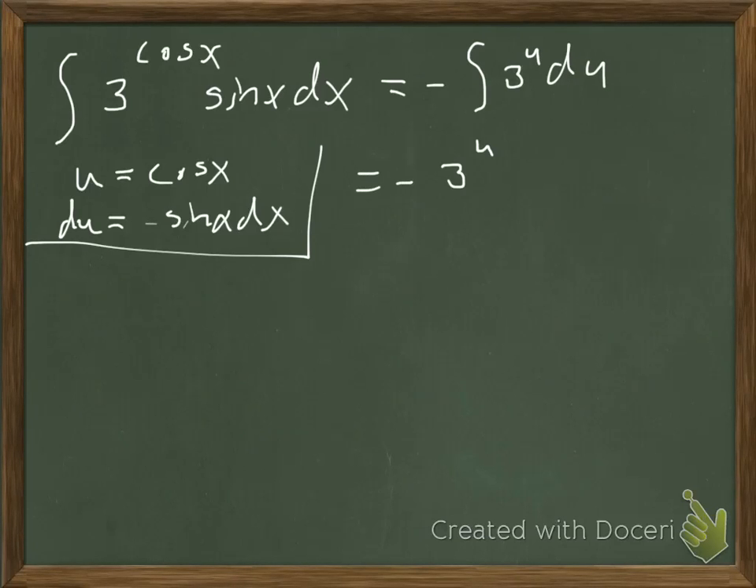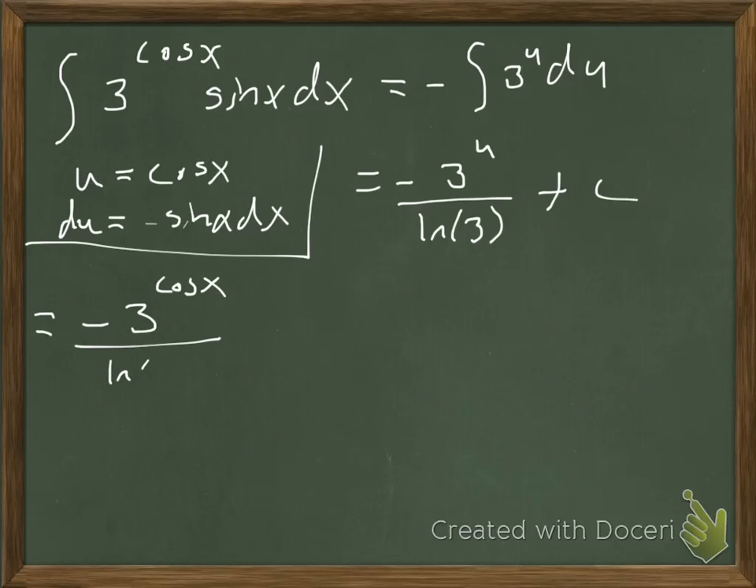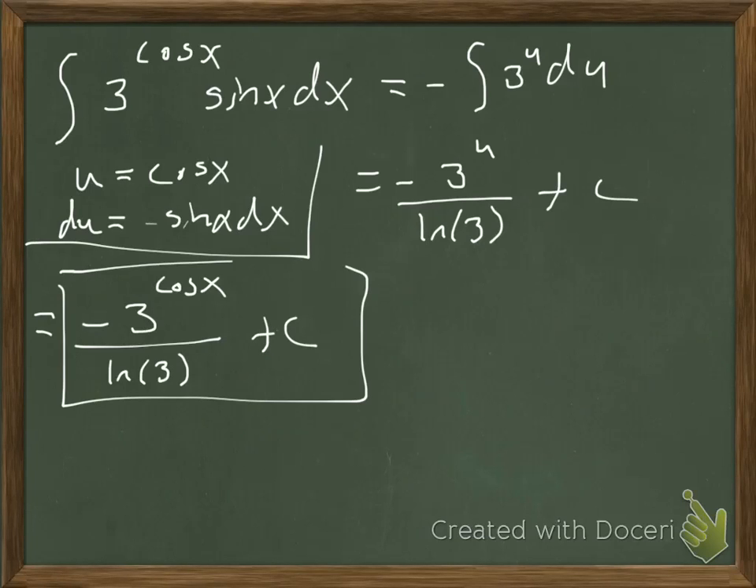So it'll be negative 3 to the u divided by ln of the base, ln of 3, plus constant of integration. And then we'll go ahead and substitute back in. So we have negative 3 to the cosine x over ln of 3, plus c. And there you have it. So there is integrating with bases other than e.